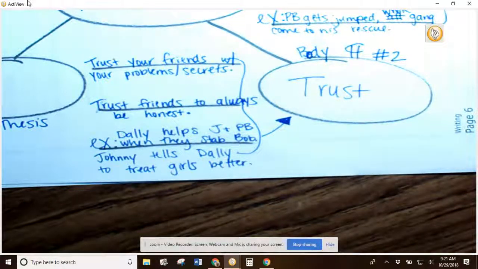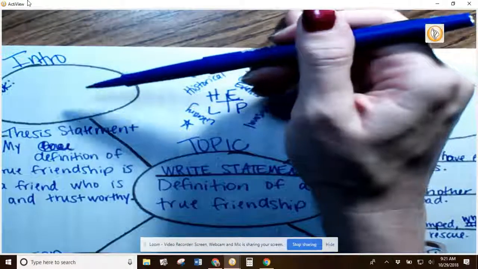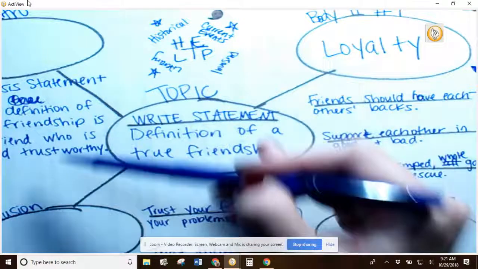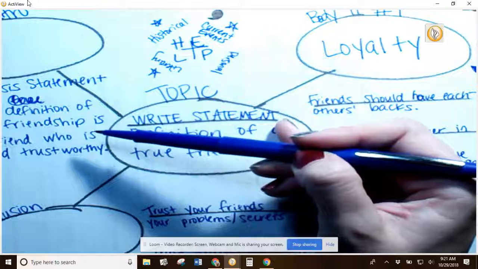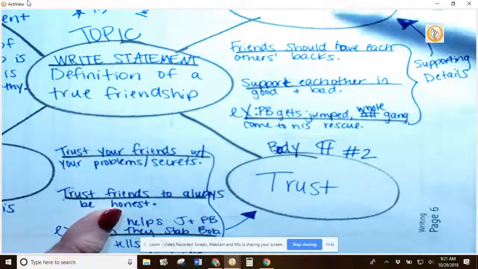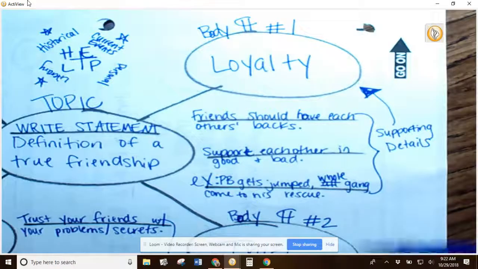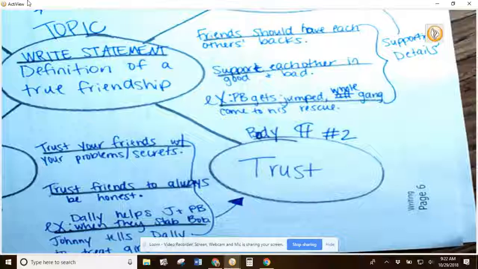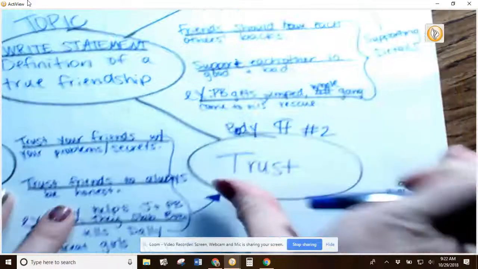All right, everybody good so far? Everybody understand how this works? Okay, so really all we have left is our hook and our conclusion. We've got our thesis statement, which is honestly the most important part of your essay. We've got our support for our thesis, our two main ideas, loyalty and trust. We've got our details and examples for both main ideas. Okay, so now let's flip to the next page.